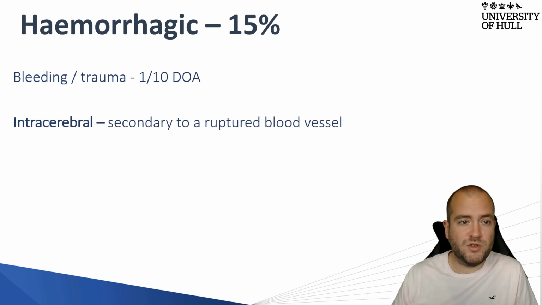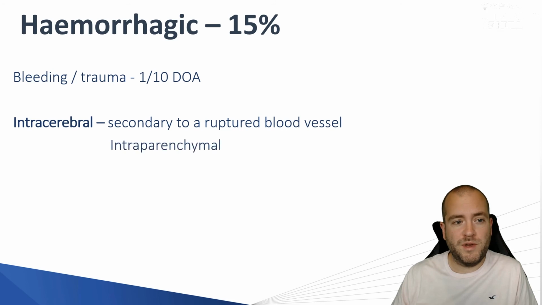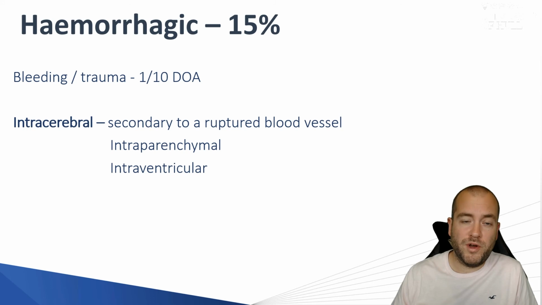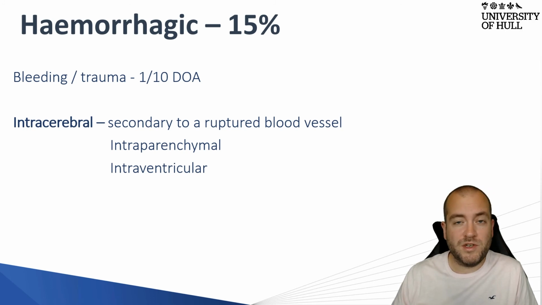The first is intracerebral, and this is normally secondary to a ruptured blood vessel. These can be either intraparenchymal, which is inside the tissues of the brain, or intraventricular, inside the ventricles of the brain. What happens with these is that as the blood vessel ruptures, hemorrhage and the subsequent clots are formed, and this causes pressure on the remaining tissues, leading to ischemia, and then ultimately to reduced brain function and the signs and symptoms of a stroke.